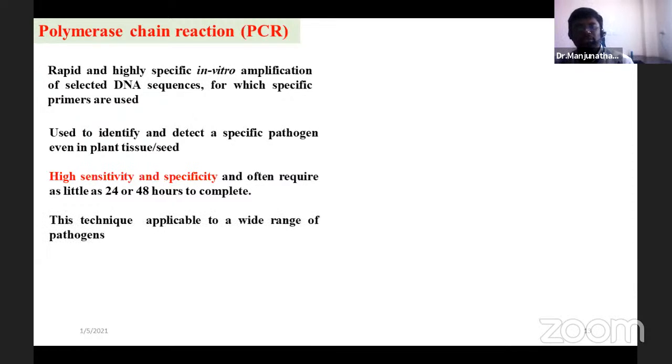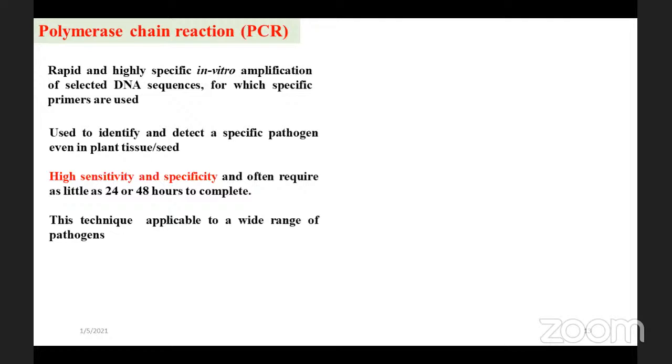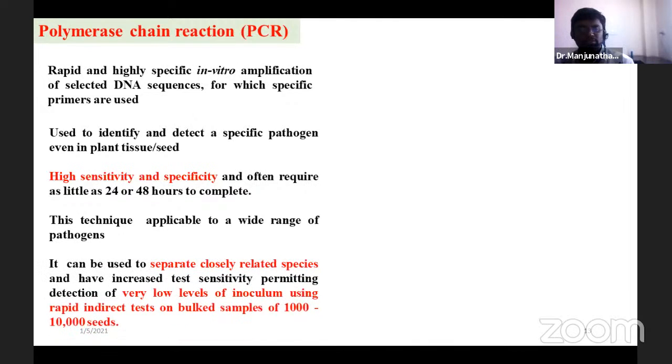The technique is applicable for a wide range of pathogens. That means you can apply this technique for the identification of bacteria, viruses, fungi, nematodes, and so on. But when you take serological methods, that is 99% confined to viruses. In one or two cases, we can identify bacterial pathogens also.